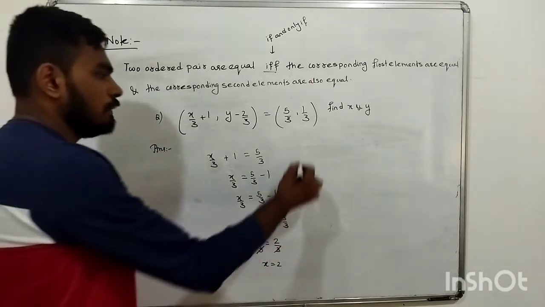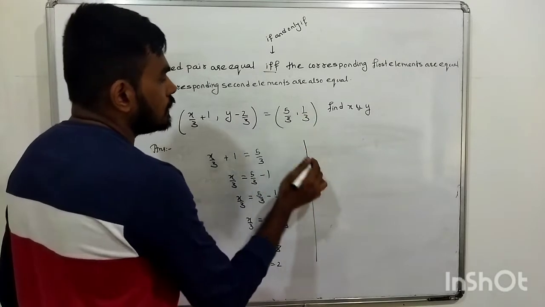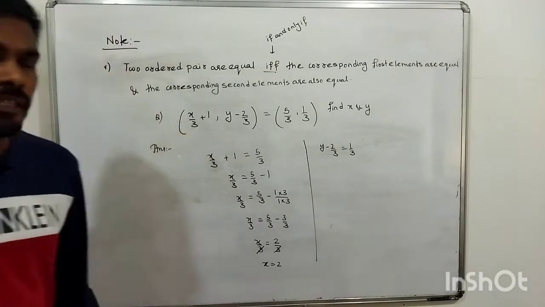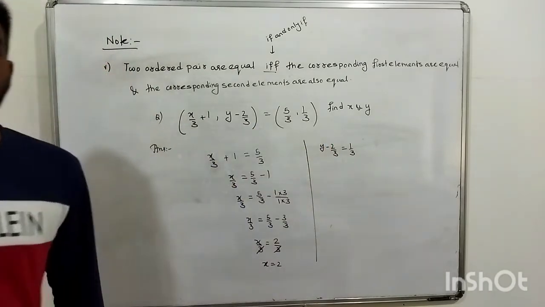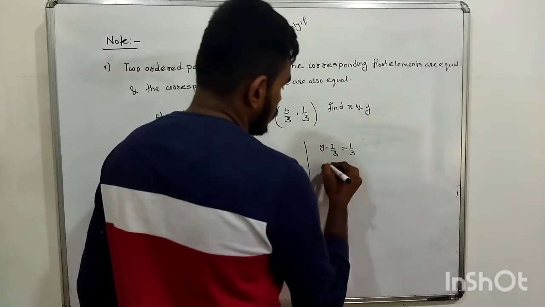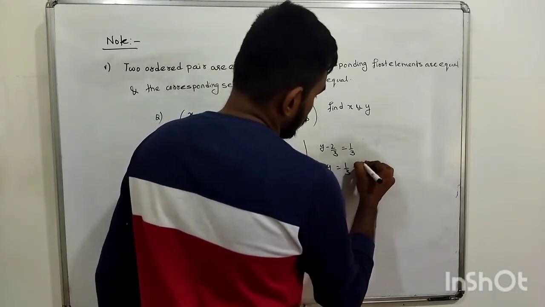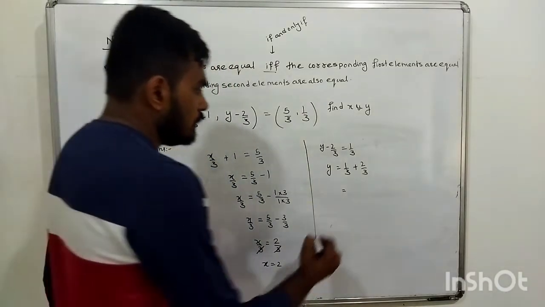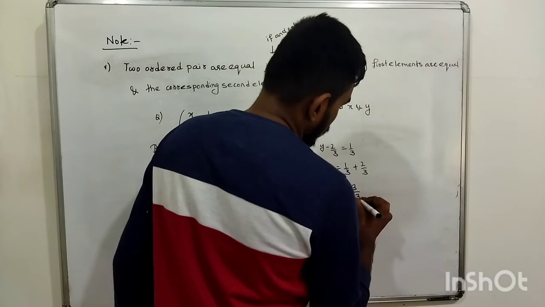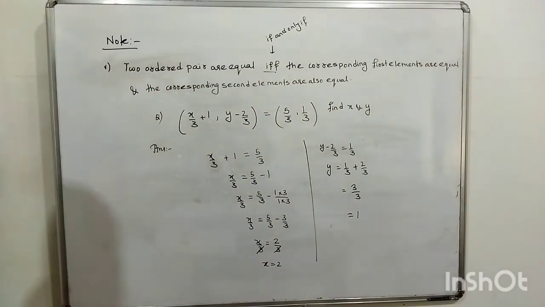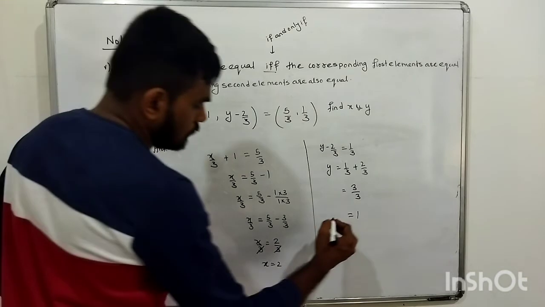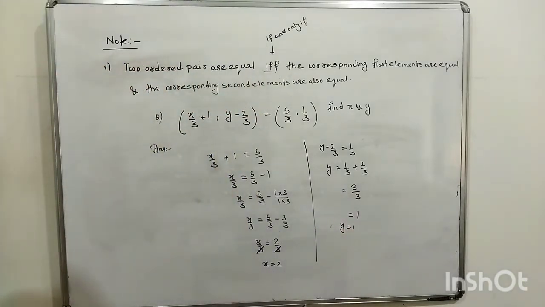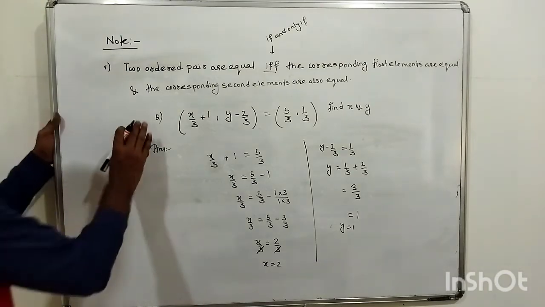Similarly, I can find y by relating the second elements. So (y - 2)/3 is equal to 1/3. Taking the minus 2/3 to the other side, y is equal to 1/3 plus 2/3. Again, since the denominator is the same, I can just add: 2 plus 1 is 3/3, and the answer is 1. So this way we get x is equal to 2 and y is equal to 1. This is the answer. So I'll drop this.